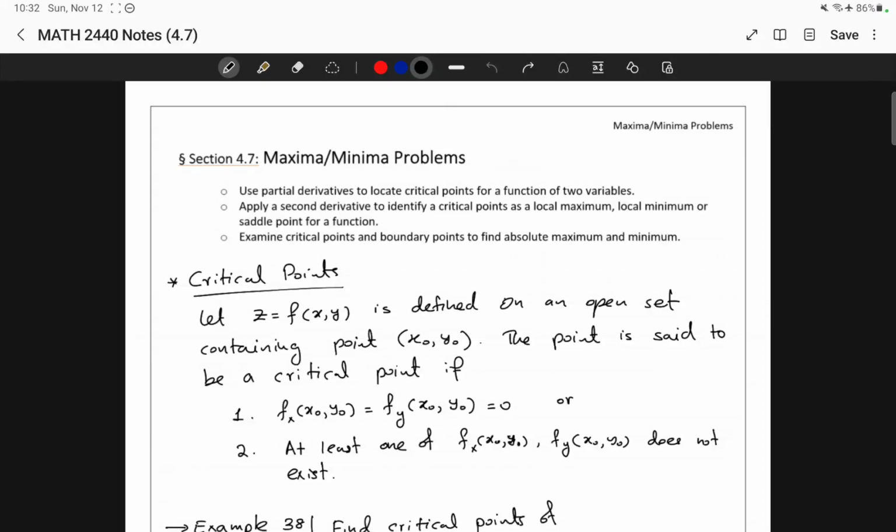Hello everyone. As I promised, we are going to go through a few sections that we skipped during the class. So in this video, we are going to go through section 4.7, maxima minima problems.